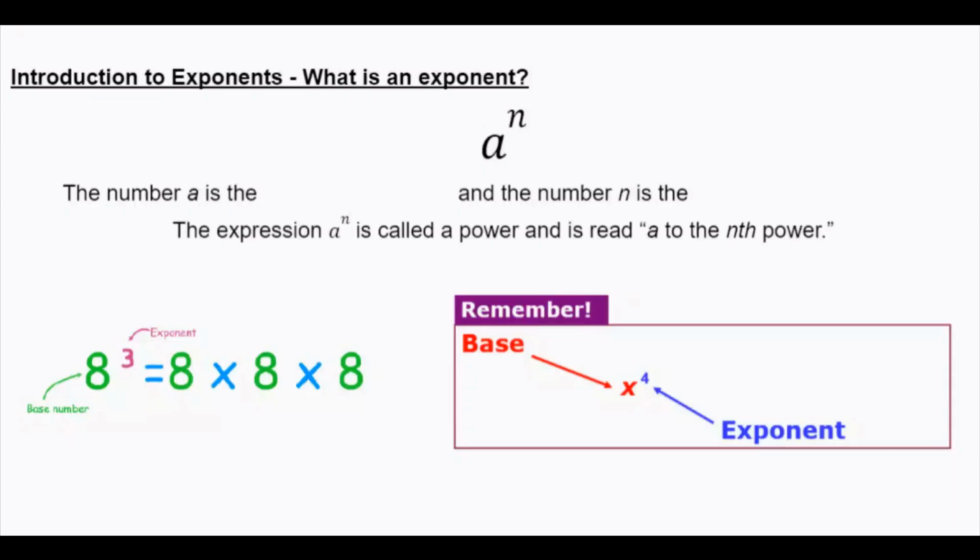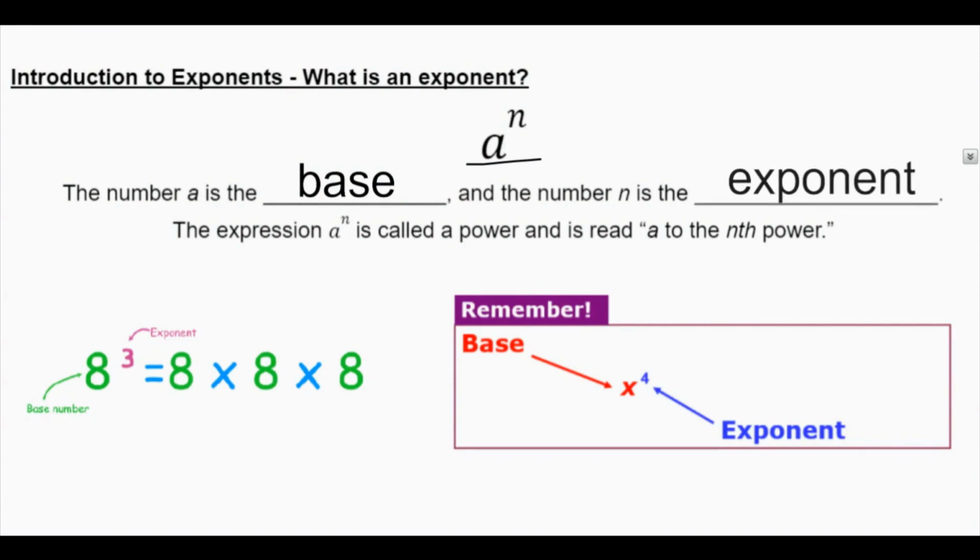First, looking at what is an exponent, if we look at this example here, the number a is what we call the base, and the number n is what we call the exponent. So the expression a^n is called a power and is read "a to the nth power." Now, if I look at this in terms of numbers, I have 8 to the third power here. 8 is my base number, and 3 is my exponent. The exponent tells me how many times to write the base number. So 8 to the third would mean 8 times 8 times 8.